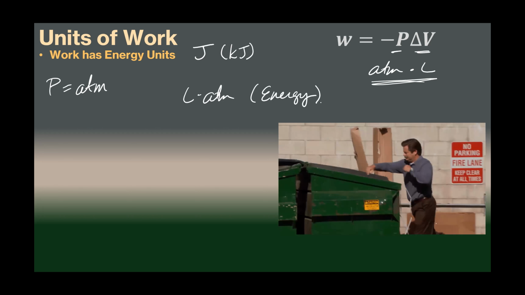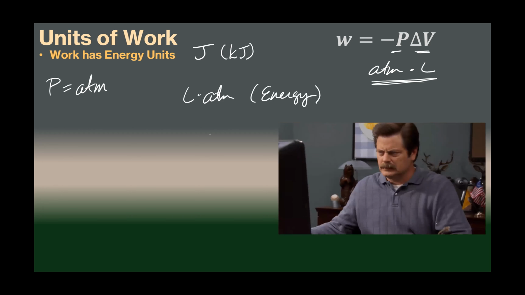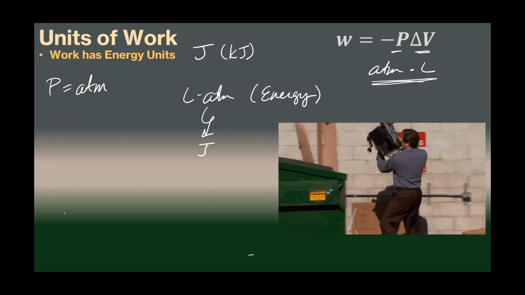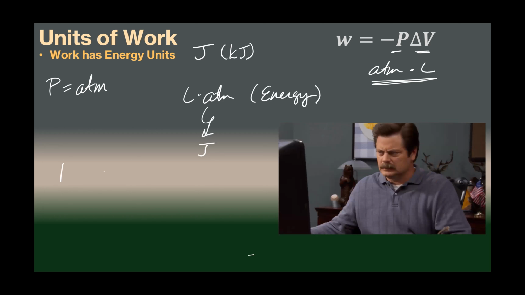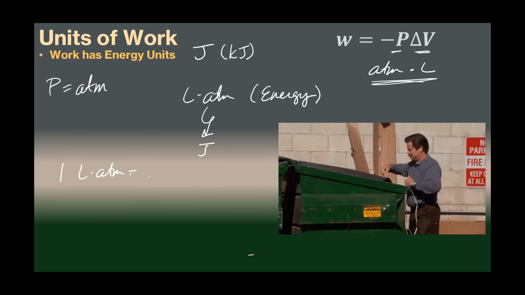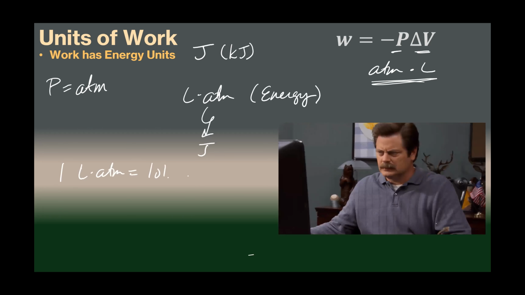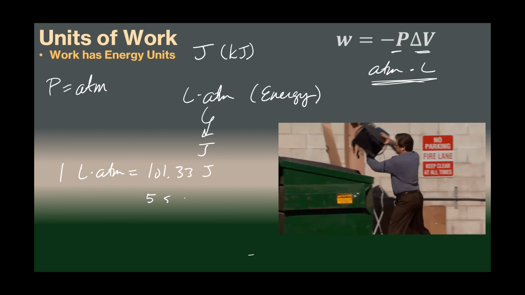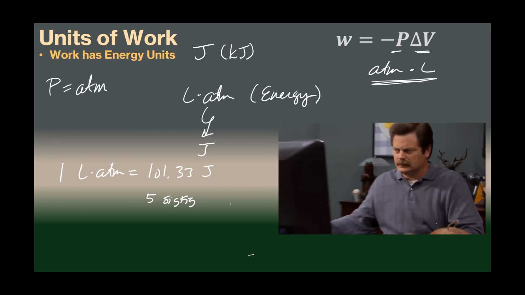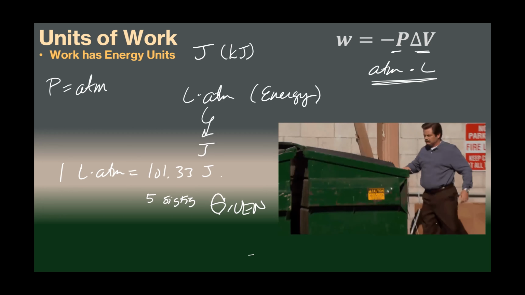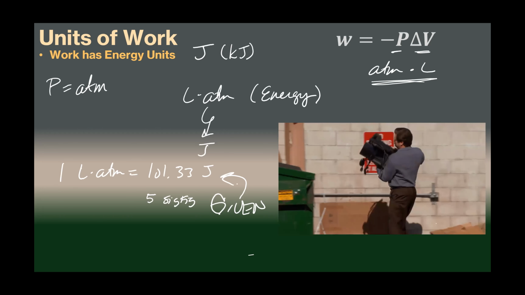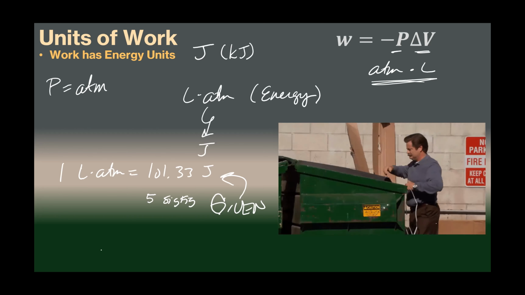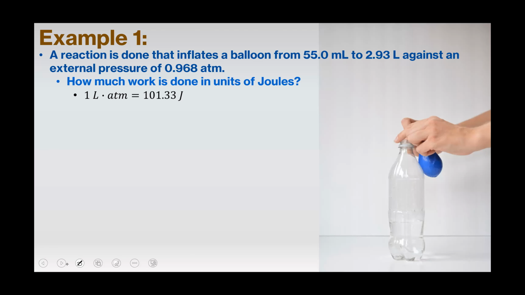We can convert liter atmospheres into joules. We can do that by saying that 1 liter atmosphere is equal to 101.33 joules. This is not exact, so this is 5 sig figs. The conversion factor will be given if we need it to do any work calculations. All right. Let's work an example then.